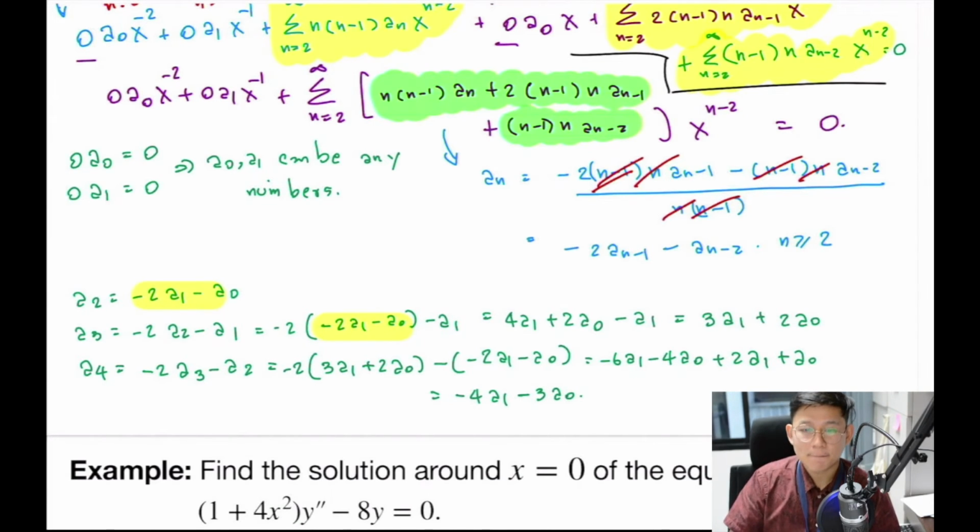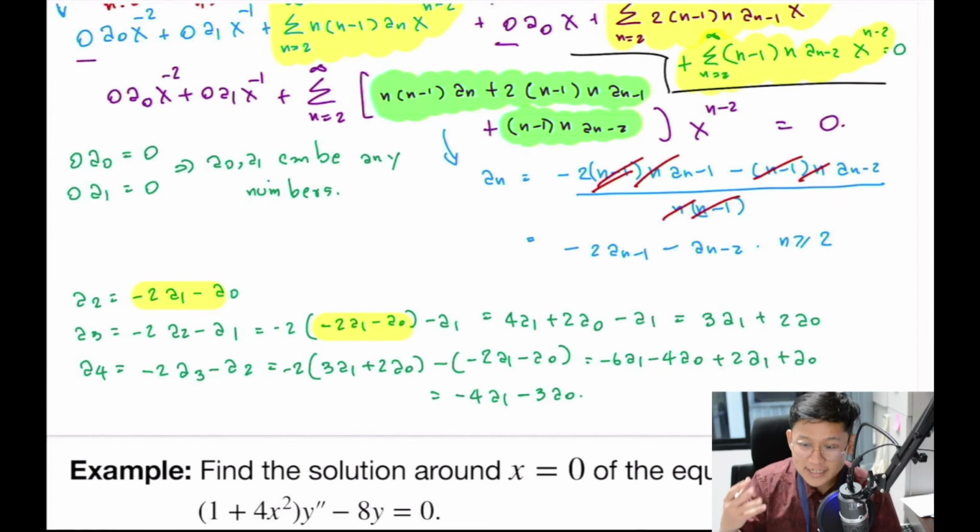Okay, so let me double check. Minus 2a3 minus a2, right? And then I substitute a3 with 3a1 plus 2a0. I substitute a2 with minus 2a1 minus a0. Okay, and then I distribute this in there, so I get minus 6a1 minus 4a0 plus 2a1 plus a0, and then I calculate this, I get minus 4a1 minus 3a0.